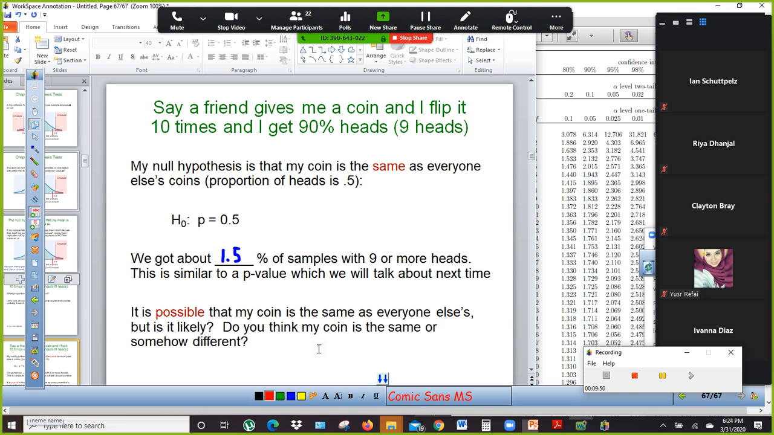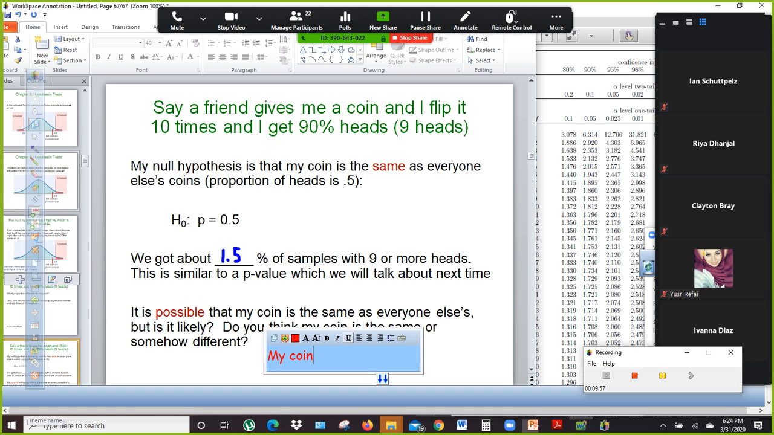Okay, what do you think? My coin is the same, or is it different? I think your coin's the same. Can you tell me where we're at? Yeah. We're not in the notes right now. I'm talking to you. I'm just giving you guys a side part here.